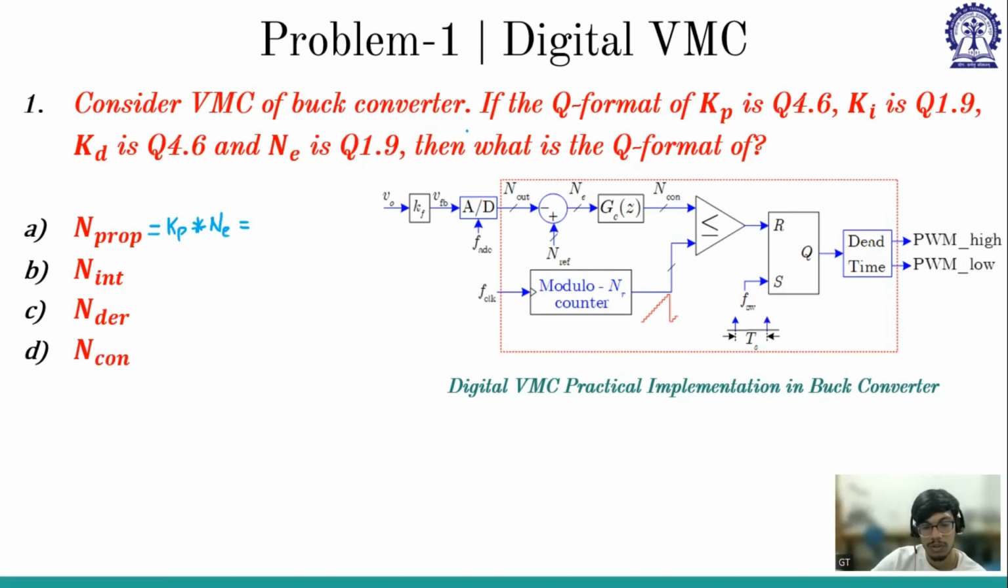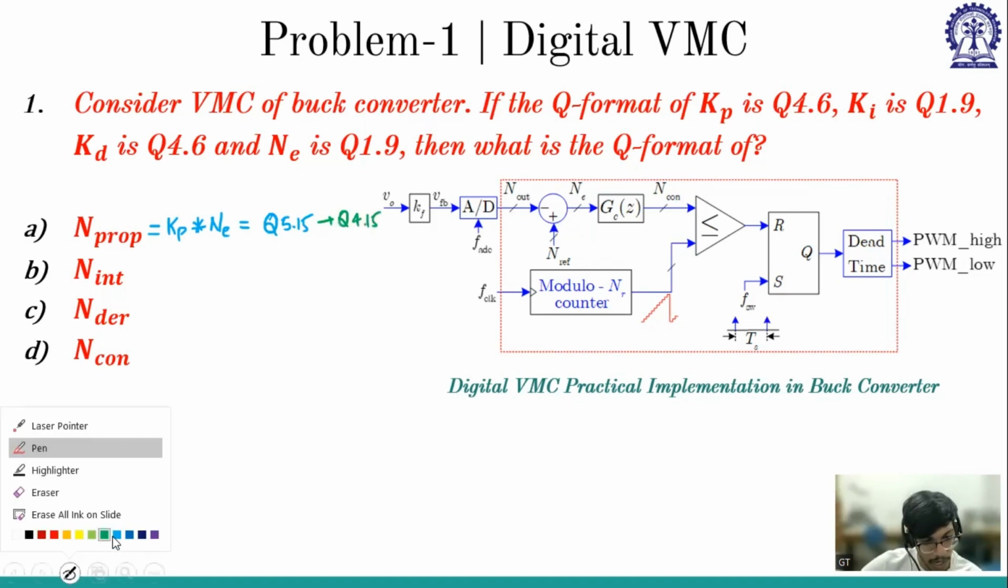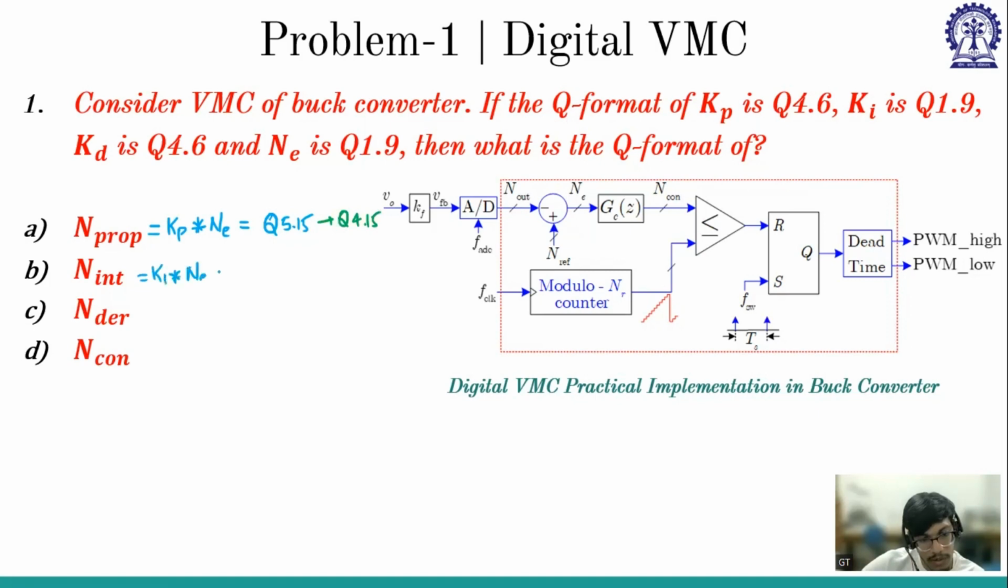4.15, right, sir? Yes. So what happens is it is 5.15, which should be converted to 4.15 because one bit is redundant. Now, if we go to the integral, which is Ki star NE, what is it? Q1.9 star 1.9 will be Q2.18. Yes, so it is Q2.18.